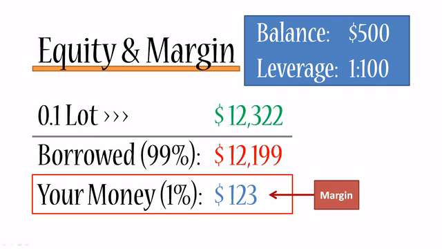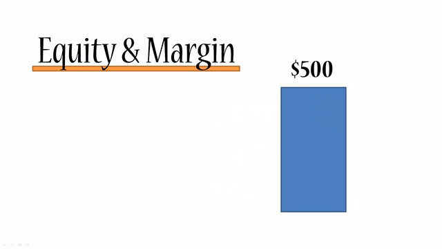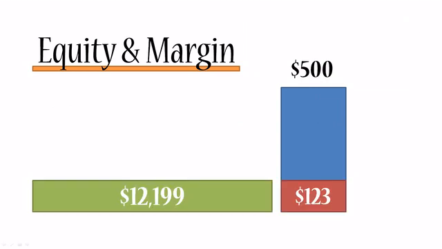So let's look at how these concepts work on your account when this all happens in practice. So for instance, in our example, we have $500 on the account. When you decide to enter that transaction of 0.1 lots on the euro dollar, $123 on your account are frozen. It's a technical term, meaning that this money is reserved for your margin for that particular transaction.